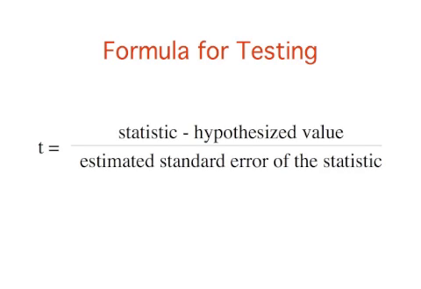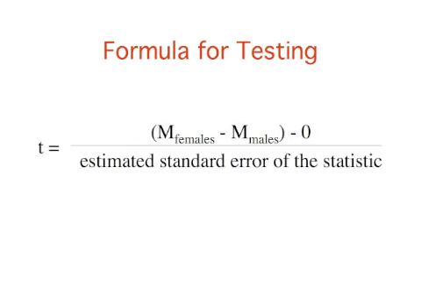In the section on testing a single mean, we saw this general formula for significance testing. The t-value equals the statistic minus the hypothesized value divided by the estimated standard error of the statistic. In this case, our statistic is the difference between sample means and our hypothesized value is 0. The hypothesized value is the null hypothesis that there is no difference between the two populations, or that the difference between population means is 0.